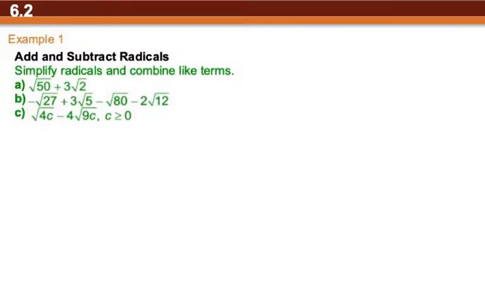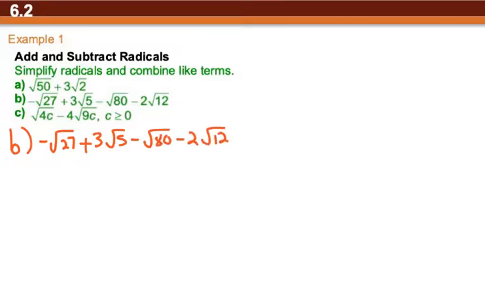I'll clear out the page for question B. This one is a little more complicated only because we have a significant number of roots. So we'll have to do quite a bit of side work in order to get these down to like terms. Do that off to the side here. We have root 27. I'm not going to worry about the negative because we can just insert that later.